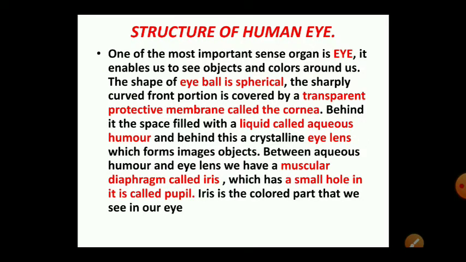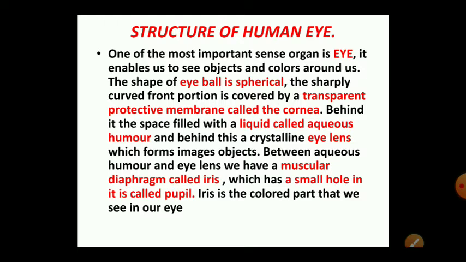One of the most important sense organs in our body is the eye. It enables us to see the objects and colors around us. The shape of the eyeball is spherical. From the picture also you can see it. The sharply curved front portion is covered by a transparent protective membrane. That protective membrane is called the cornea.